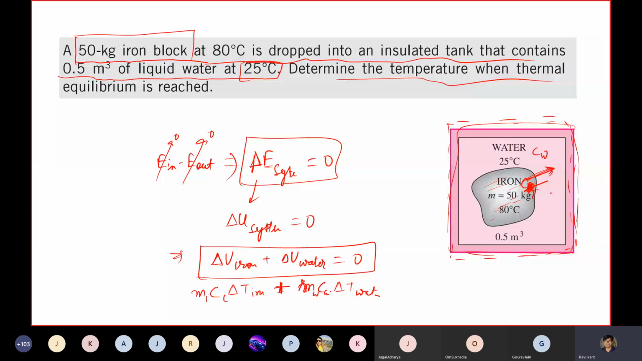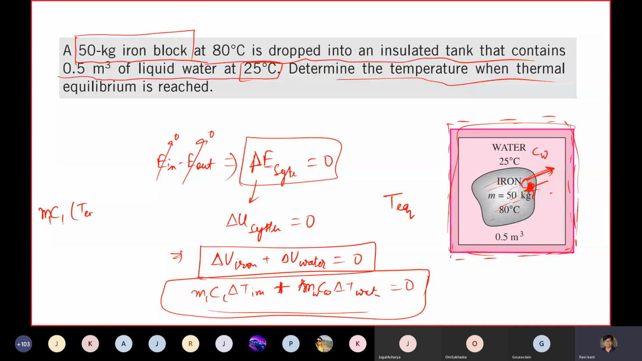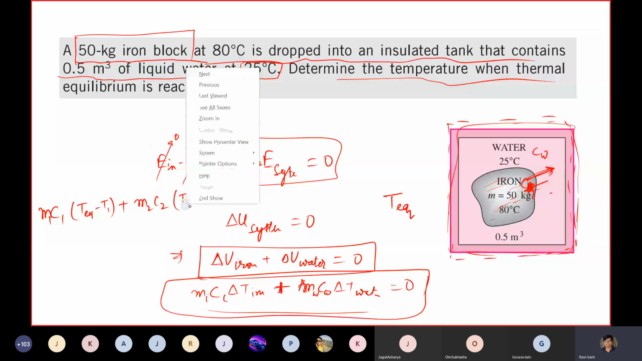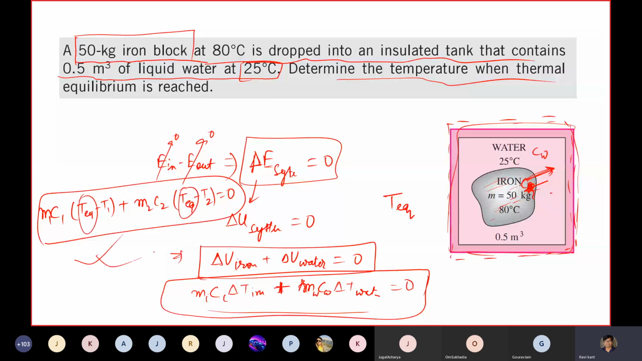Let's suppose the final temperature is T equilibrium. So you can write M1 C1 (T equilibrium minus T1) plus M2 C2. What is its final temperature? Let's suppose T equilibrium again, minus T2, is equal to 0. So this you will relate, and everything is given, and you will be able to find the T equilibrium. All these questions are based on the first law of thermodynamics only. Nothing new here. Everywhere energy should be constant.